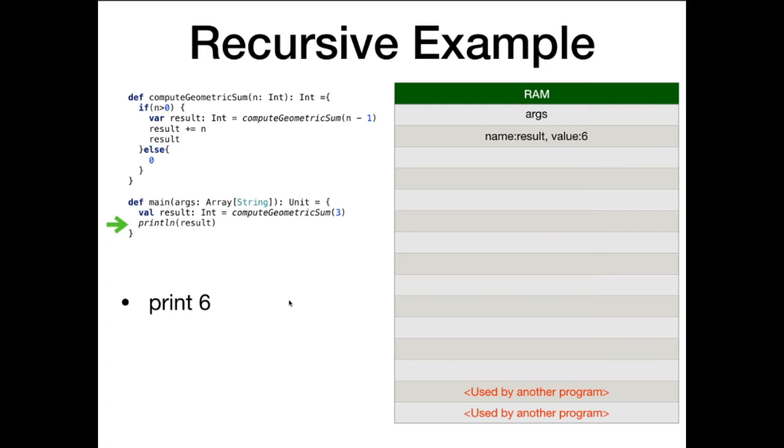So we computed geometric sum of 3. We computed 1 plus 2 plus 3. And we did it through this recursive call, putting all these stack frames on the stack, having them all return to each other, and finally returning back to the main method to get the result.